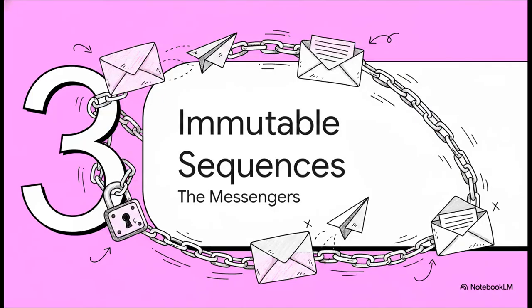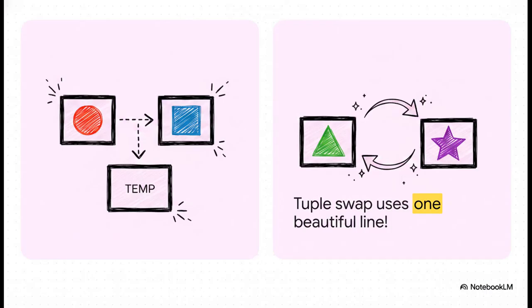Moving right along to Section 3. The Unchanging Messengers. Immutable Sequences. Strings and tuples. These are our messengers, delivering textual and grouped data. And as their category implies, these sequences absolutely cannot be altered on their journey.